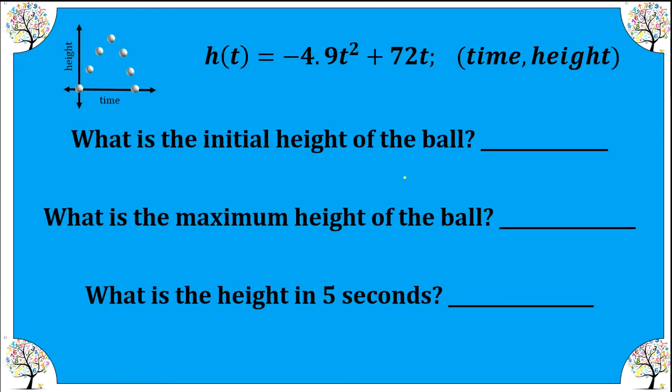Okay, the initial height of the ball is (0, 0). In 0 seconds, it's 0 meters. What is the maximum height of the ball? So we need the y part of our vertex. First we have to have the x value, the seconds, because we have to plug this value into our function. So we're going to have negative b over 2 times a.